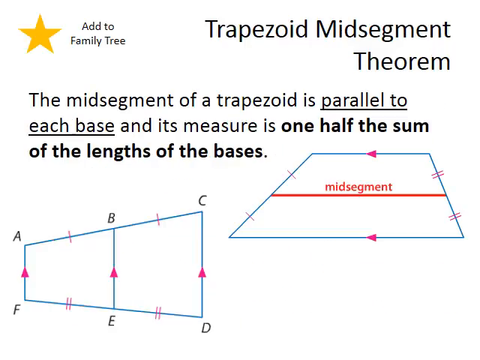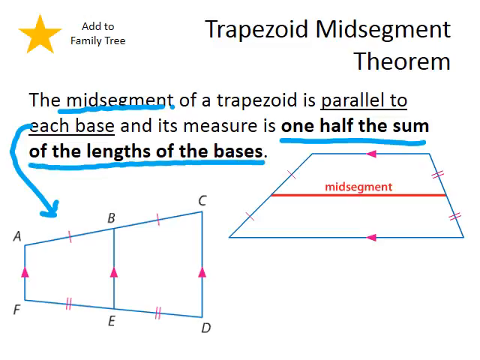Okay, one other thing about trapezoids in general, any trapezoid, is the trapezoid mid-segment theorem. And I want you to add this to your family tree. Again, just the stuff in bold. The mid-segment, we need that to know you're talking about the mid-segment. The mid-segment of a trapezoid is parallel to each base, so that's shown here in this first diagram. But here's the big thing that we'll use the mid-segment with. The mid-segment is 1/2 the sum of the lengths of the bases.